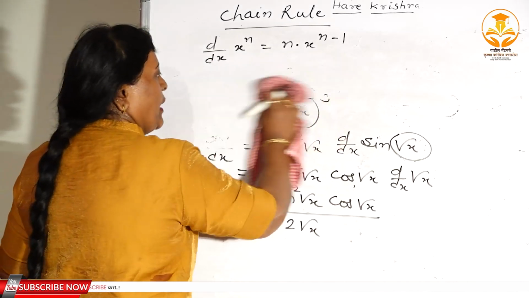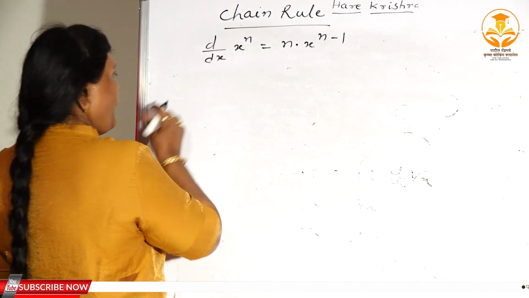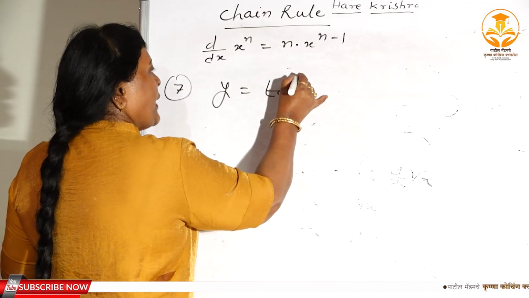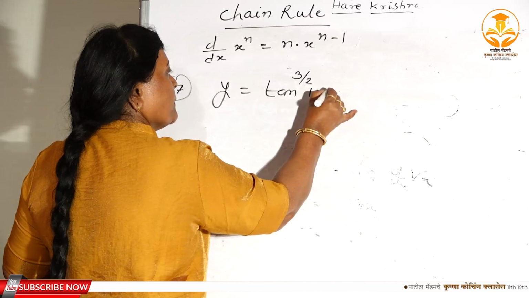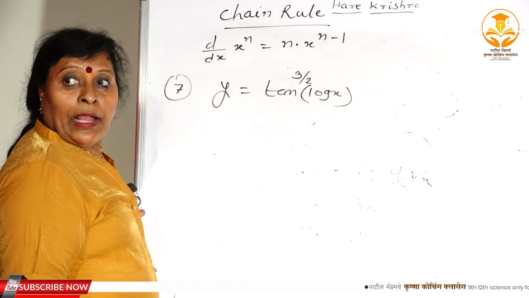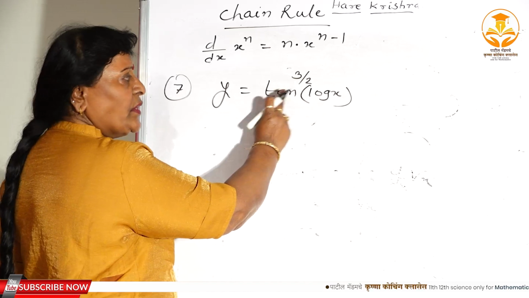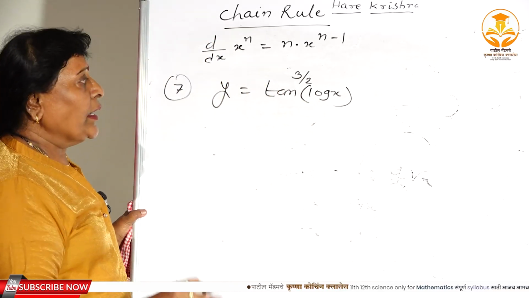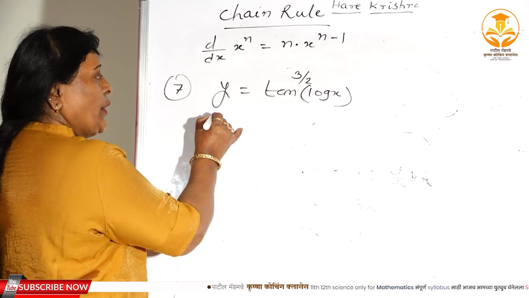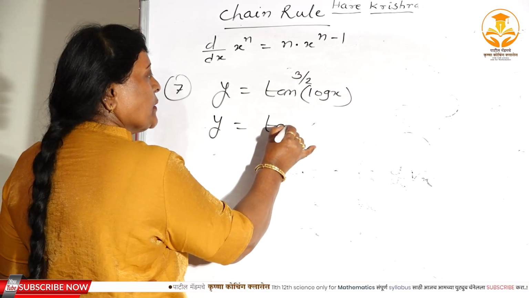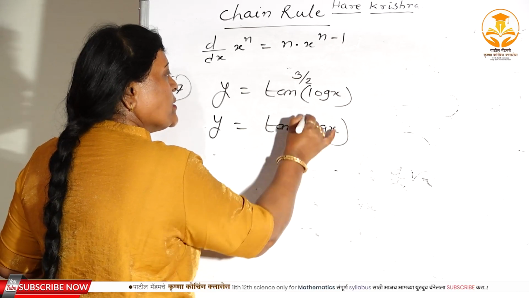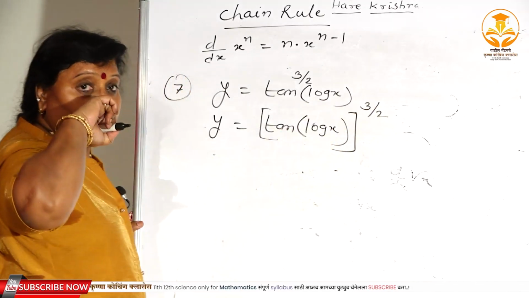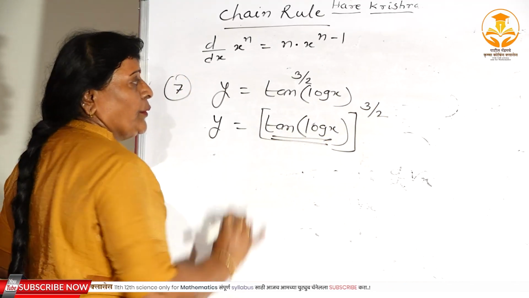Suppose again I take another example. See here, y is equal to tan to the power 3 by 2 of log x, right? Again trigonometric function, logarithmic function, power function. Again three functions are there. Again, how will you find the derivative? First you have to write tan log x. This you can write as a whole to the power 3 by 2. So you can substitute u, isn't it?